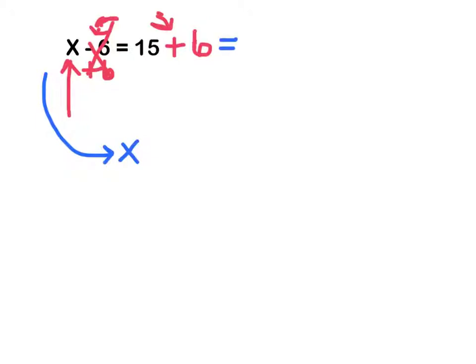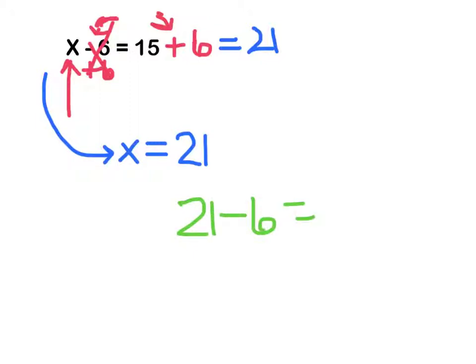If we add 6 to 15, we get 21. So we'll bring 21 down here because now x equals 21. But we can't stop there. We have to make sure that we're correct. So we have to rewrite the equation, putting 21 in as a substitution for x. So we're going to do that. We're going to write 21 minus 6 equals 15. And we're going to find out if we're correct.